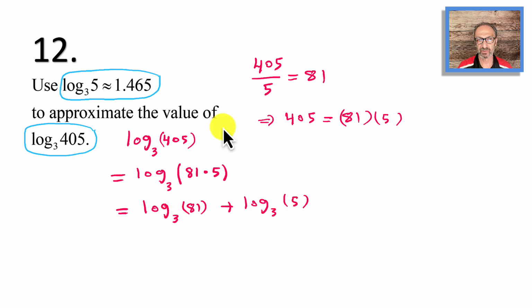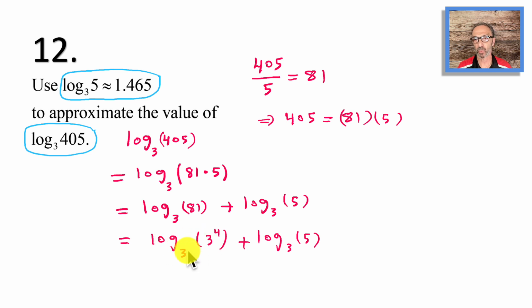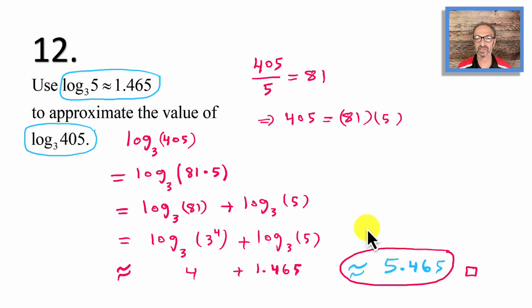This is given to me to use up here, and this one we don't need a calculator to do. It's designed or planned to be done without a calculator. Let me show you how. 81 is a multiple of 3. Let's go back right here. 81 is a multiple of 3. It's 3 to the power 4. This 4, we could pull it all the way outside, and log 3 base 3 is 1. So that's going to end up just 4. 4 plus this number that was given to me up here. Add them up. So it's 5.465. And that should do it.